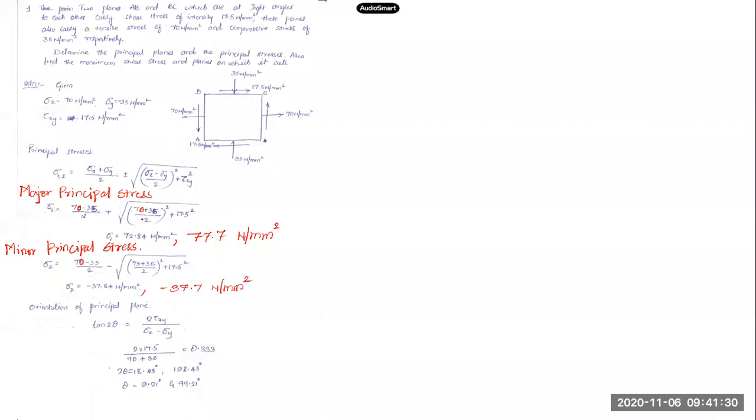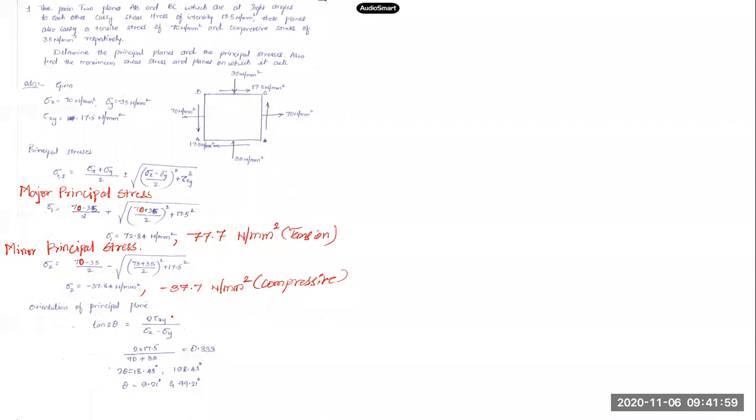Okay, so this is how you get the major and minor principal stresses. The values may differ. You may get some other values of these applied stresses, but this is the way in which you calculate the major and minor principal stresses. So it is indicating that the major principal stress is tension and the minor principal stress is compression. That is what you can conclude.